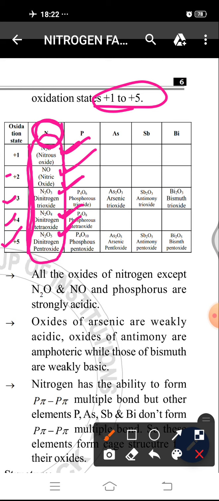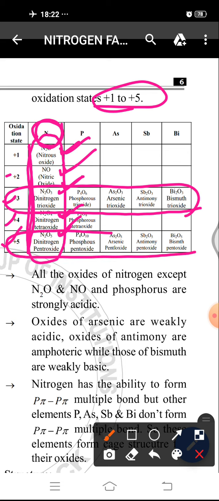Besides nitrogen, all the elements of nitrogen family, that is group 15, mainly show +3 and +5 oxidation state oxides. Besides nitrogen, all the elements of nitrogen family can show +3 and +5 oxidation state.